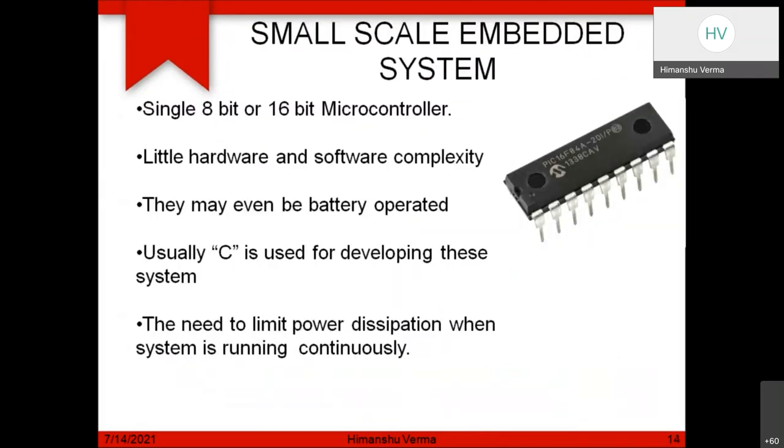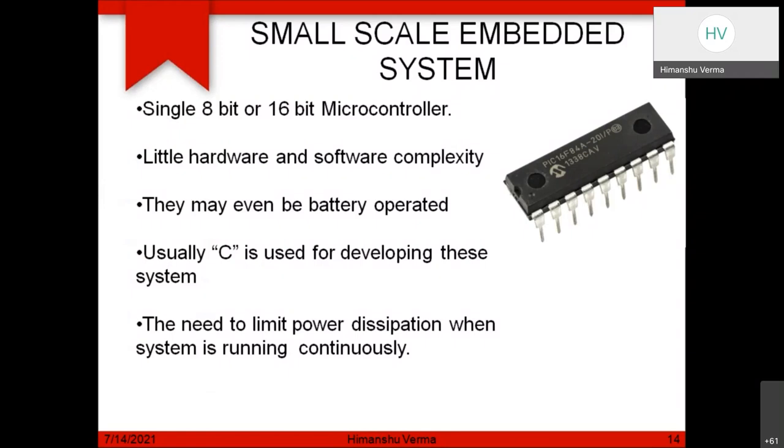Now, a small scale embedded system, or we can say an entry level system, is one in which a small 8-bit or 16-bit microcontroller is used. The microcontroller has very limited resources like ROM, RAM, and processing speed, right? For development of these small scale embedded systems, we require an IDE, that is an integrated development environment, and simple C language, and sometimes embedded C language is used for code.